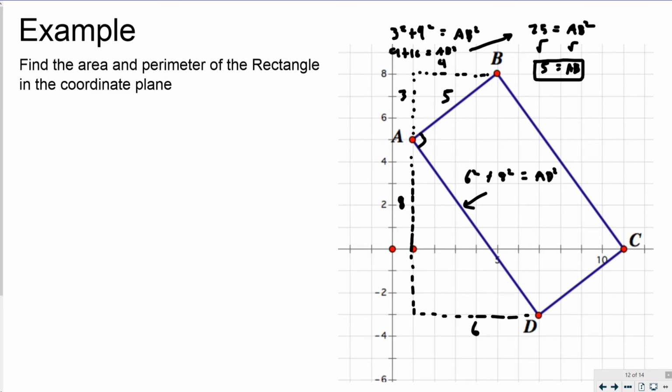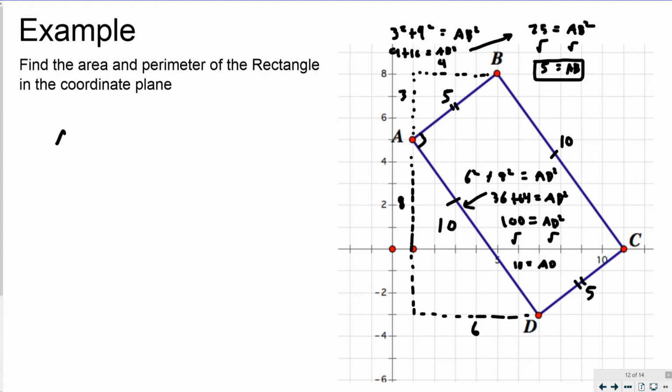So then I get 36 plus 64 equals AD squared. So 100 equals AD squared. Take the square root of both sides. 10 equals AD. So I've got 10 here. And that's perfect then, because this side over here, since it's a rectangle, is also 10. And this side here, the 5, is congruent to this one down here.